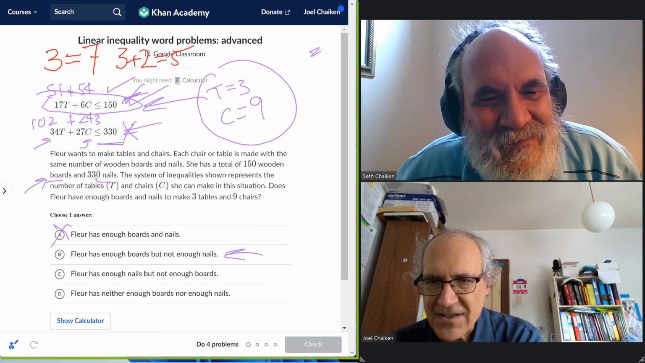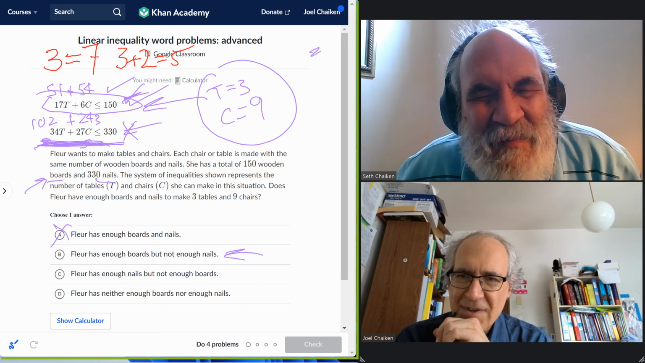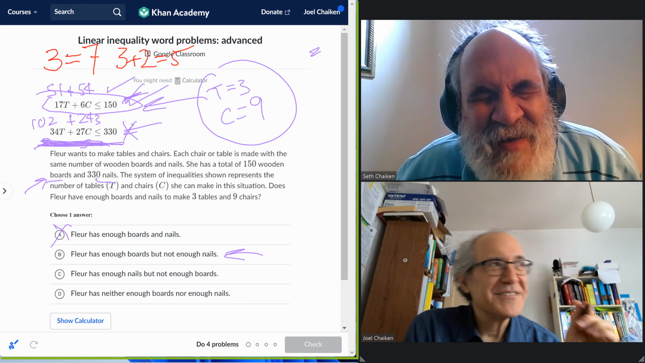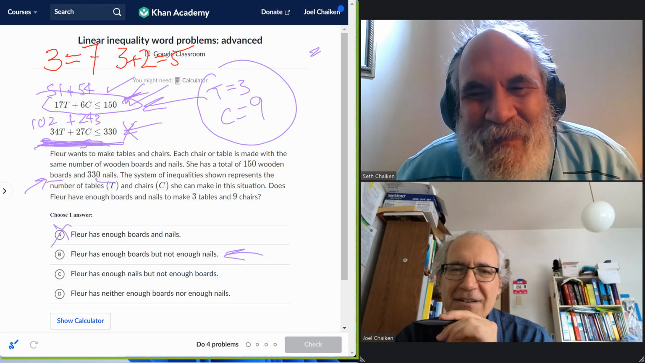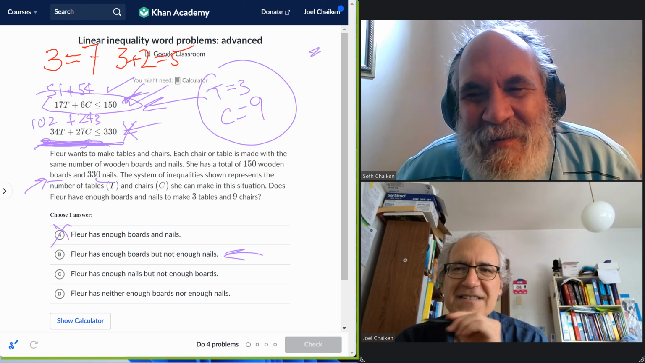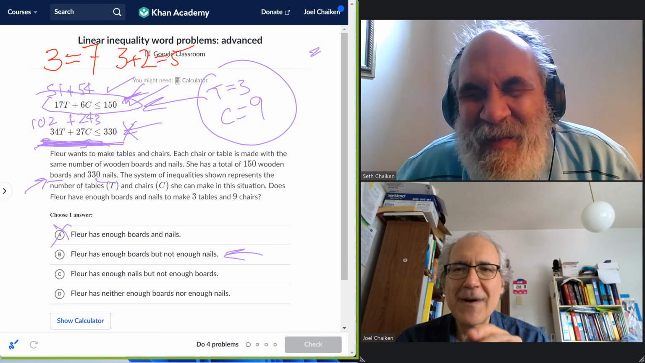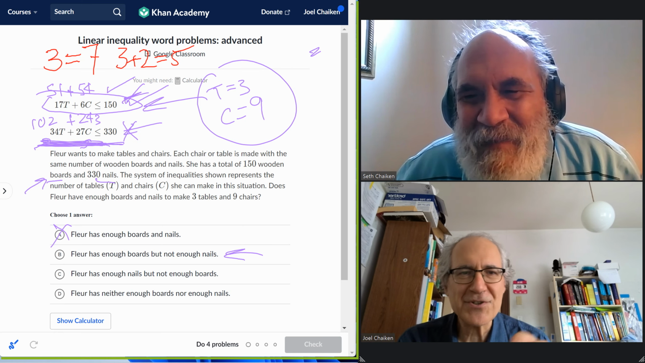Nails, 330, right, because this equation is not being satisfied. Equality has not been satisfied. Inequality has not been satisfied. Yeah, I guess you're right. Wait, is an inequality a type of equation?